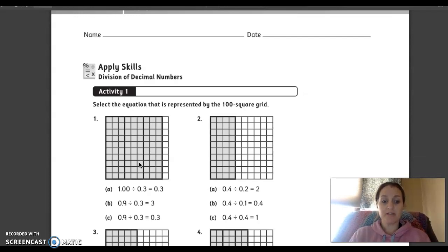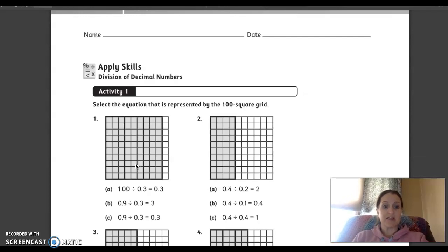I'm going to go over our workbook page that I sent home. For this workbook page, you are supposed to figure out dividing decimals using a 100 square grid. For this one, you are trying to figure out what problem they want you to solve.